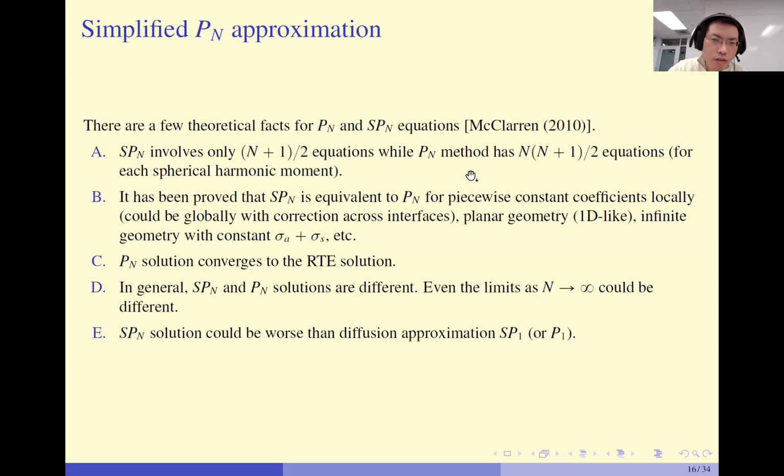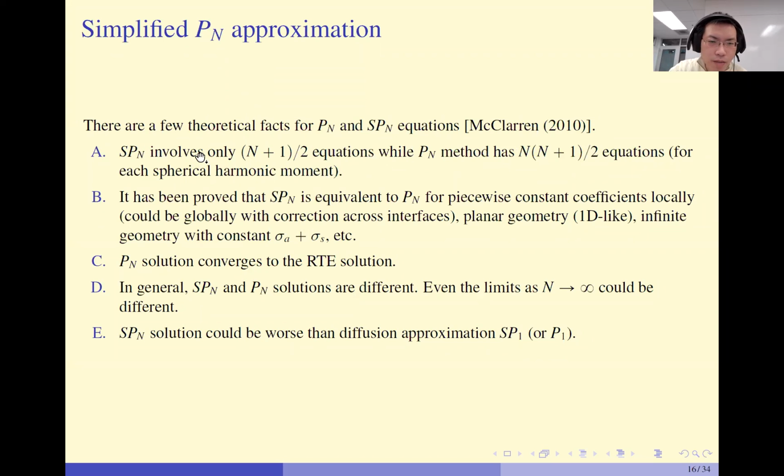But if you focus on the PN approximation, where you build the equations for the spherical harmonics moments, which are all transport models, then you will have roughly n squared over 2 equations, and these equations are hyperbolic. So you can see the difference between these two. And the PN model, of course, will converge to the true solution.